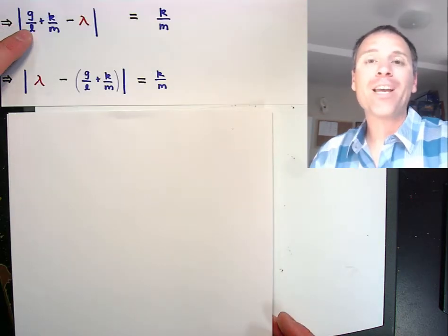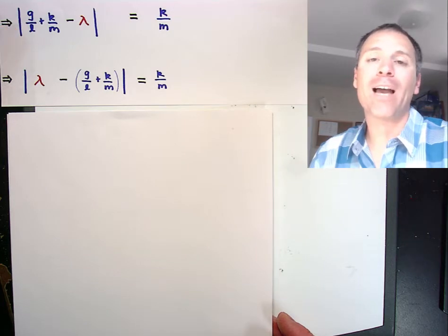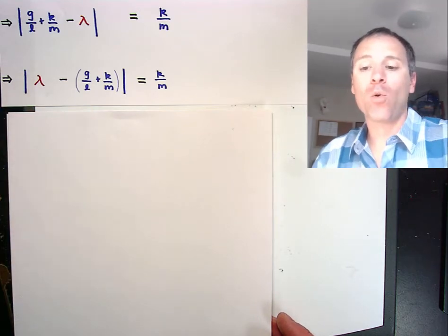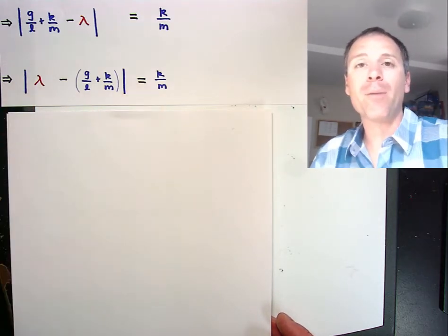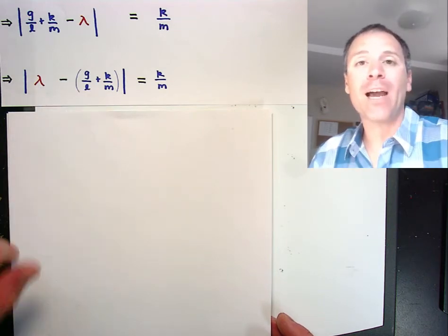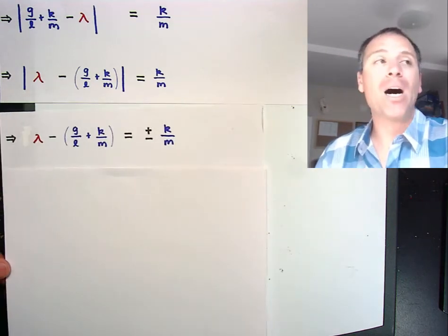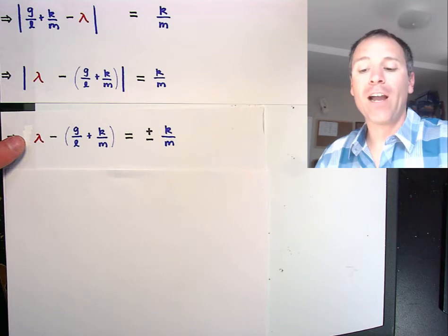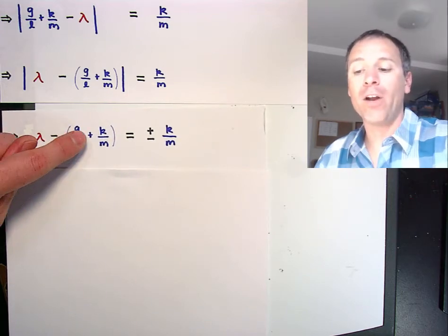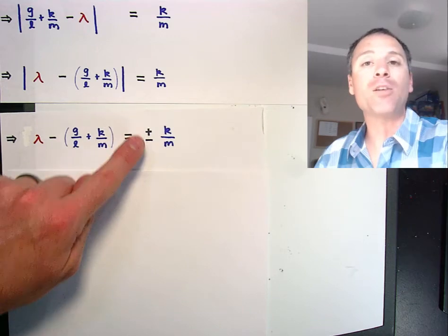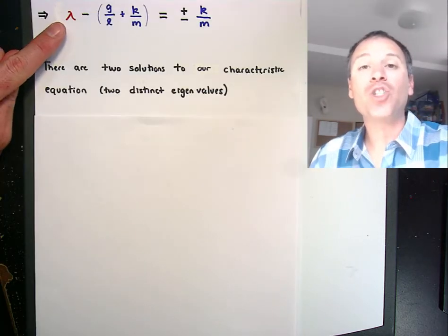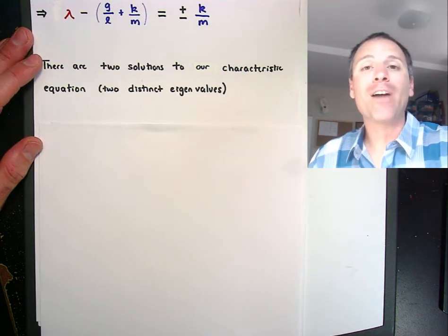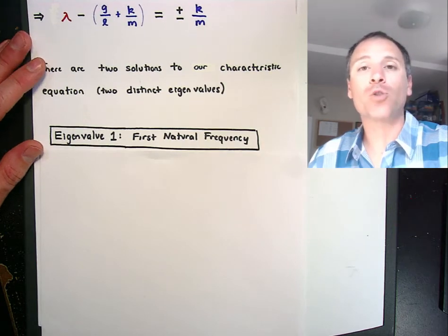Because this is an absolute value, we can also factor out a negative with no cost. The absolute value of negative 1 is 1. We can reverse this, and then we're trying to solve this algebraic equation. Remember that an absolute value is equal to a positive number if and only if the argument of the absolute value, the thing on the inside, is equal to the positive or negative of the number on the right-hand side. So we want to find lambda such that lambda minus (G/L + K/M) in parentheses is equal to the positive or negative of K/M. We note that there are actually 2 distinct solutions to that algebraic equation: 2 separate eigenvalues.